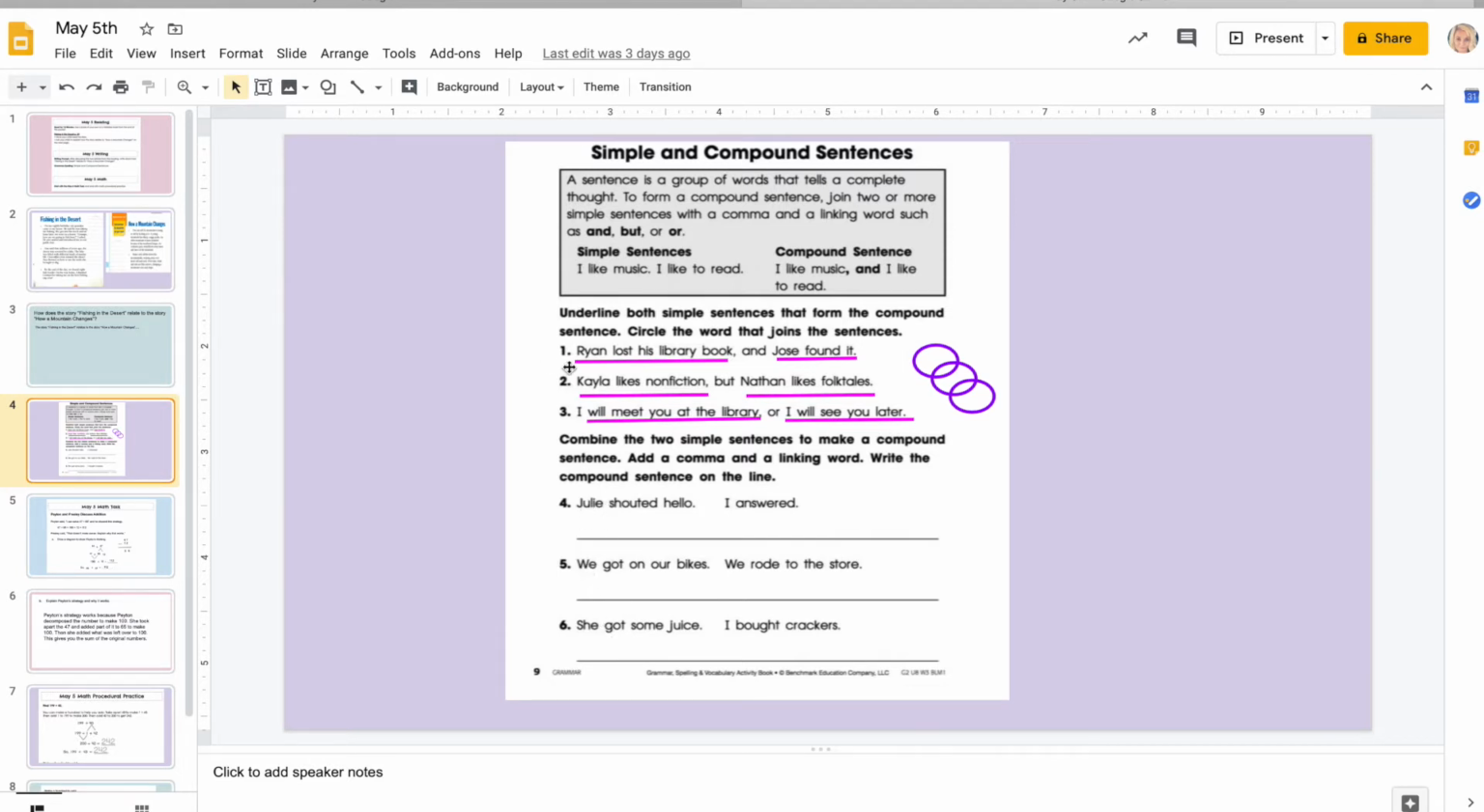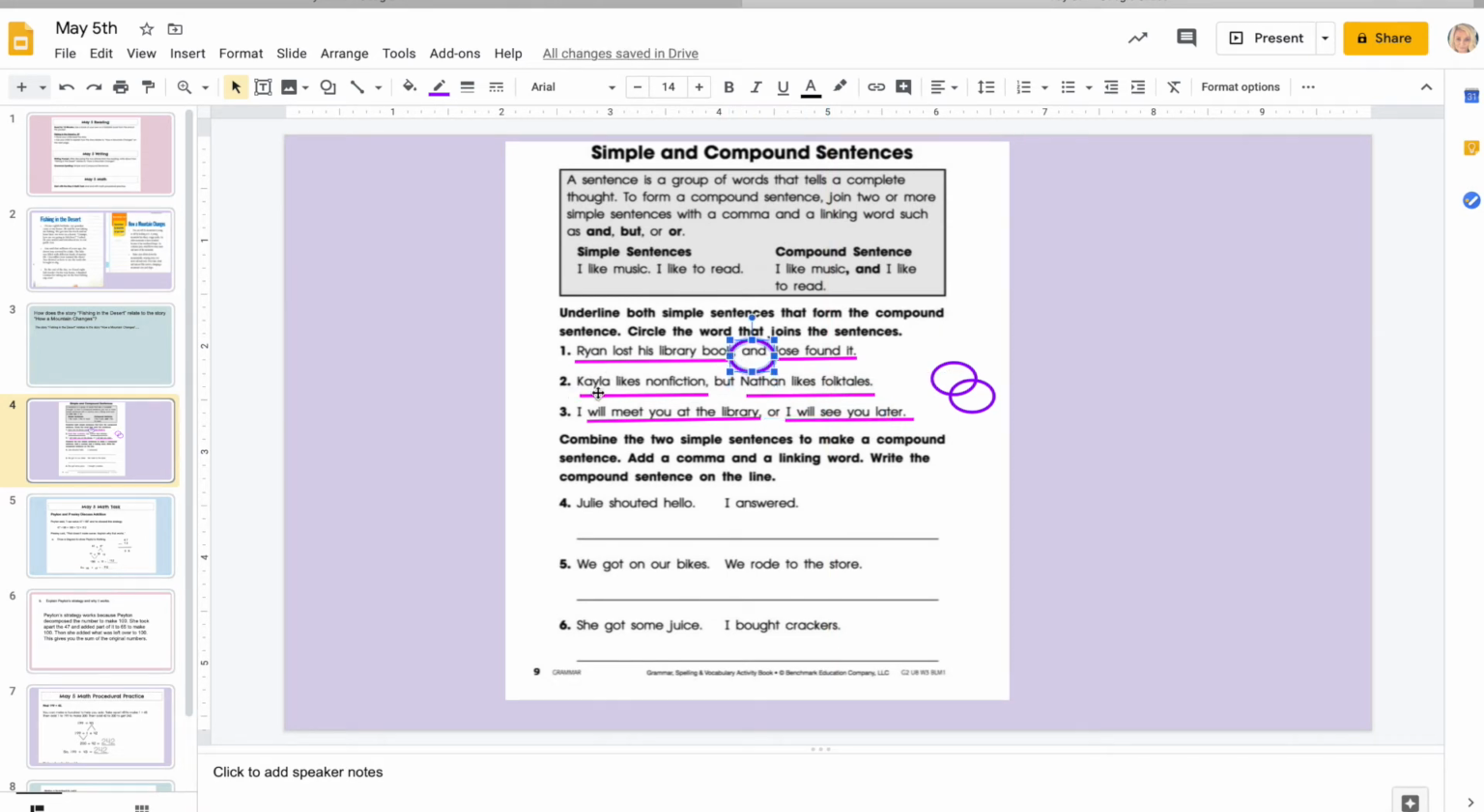So number 1, it's asking us to underline both simple sentences that form the compound sentence, and then we're going to circle the word that joins the sentence, focusing on each individual thought and then identifying that linking word. So number 1, Ryan lost his library book. Because that is a complete thought, we're going to underline that. And then comma, and Jose found it. Jose found it is a complete thought. And the joining word there is going to be and. So we are going to circle and.